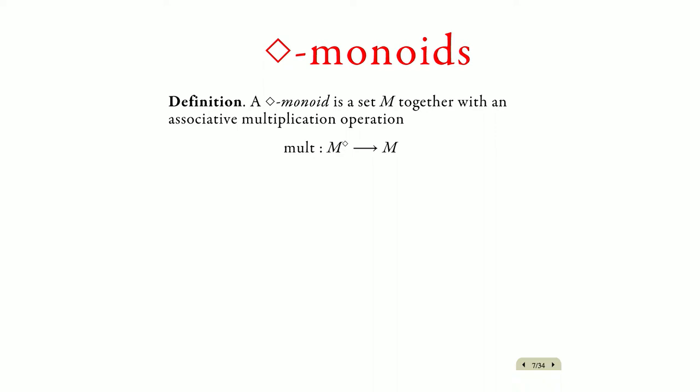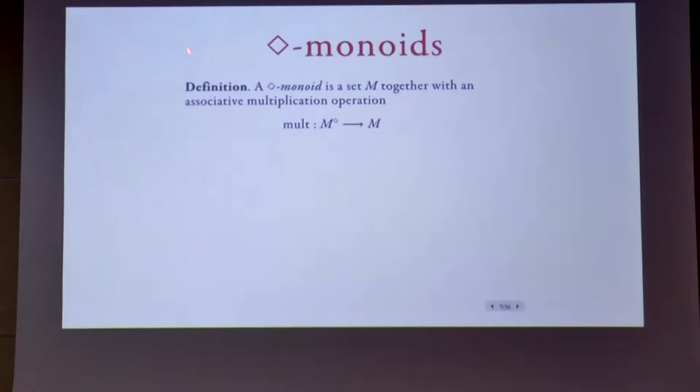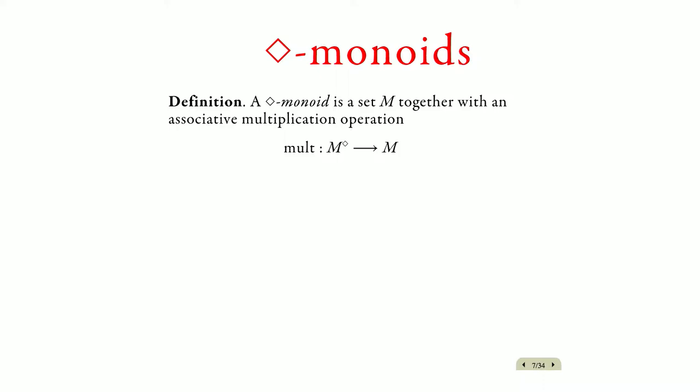You give the universe of the monoid, and then you give an associative multiplication operation. And now here, it's a very important part in the lecture, so please pay attention, because this is the type of thing that we're going to be doing later on several times. What does this mean, associative multiplication operation? For a normal monoid, an associative multiplication operation took two arguments, produced one output, and had to be associative in the usual sense. What does it mean for such structures to be associative? And I'll explain it right now.